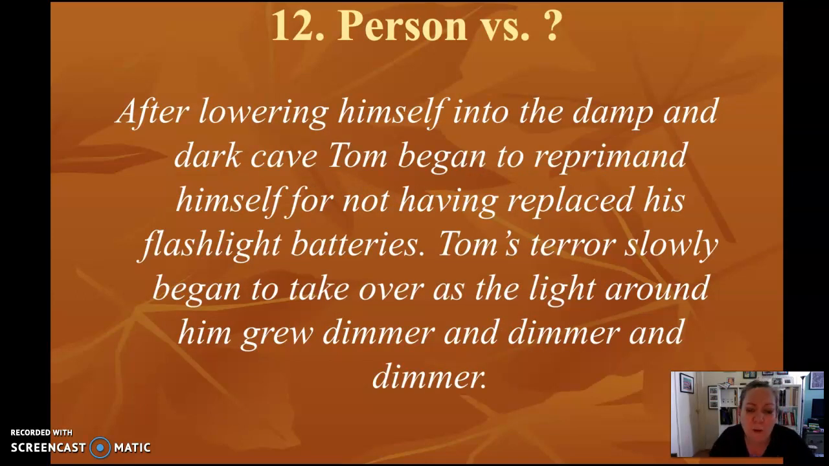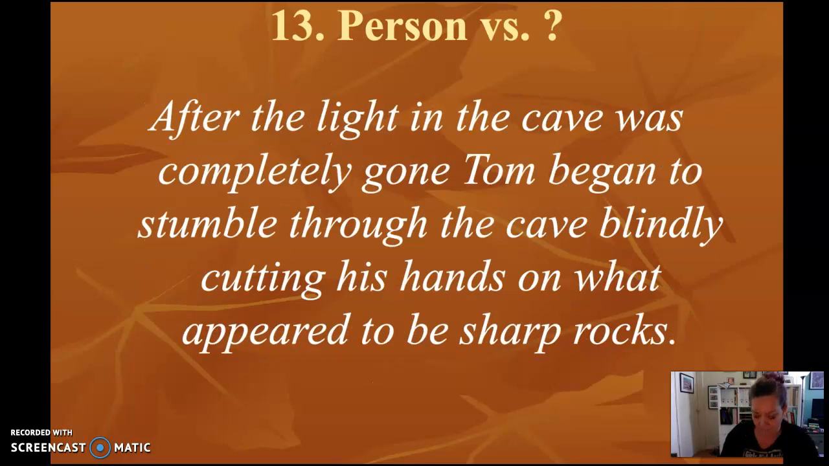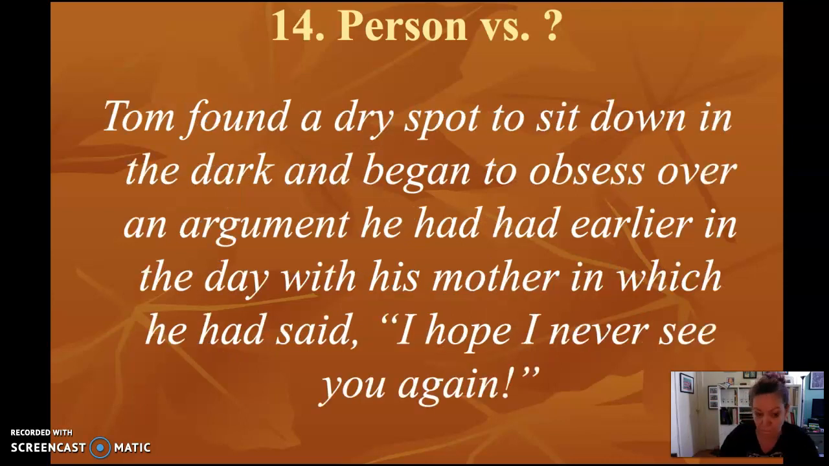12. After lowering himself into the damp and dark cave, Tom began to reprimand himself for not having replaced his flashlight batteries. Tom's terror slowly began to take over as the light around him grew dimmer and dimmer and dimmer. 13. After the light in the cave was completely gone, Tom began to stumble through the cave blindly, cutting his hands on what appeared to be sharp rocks. 14. Tom found a dry spot to sit down in the dark and began to obsess over an argument he'd had earlier in the day with his mother, in which he'd said, "I hope I never see you again."